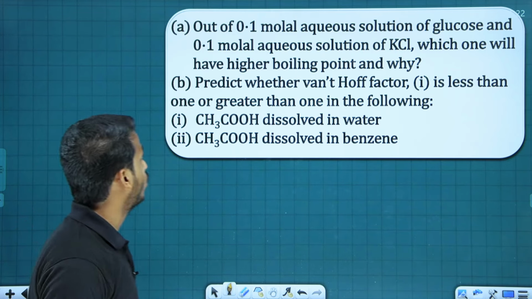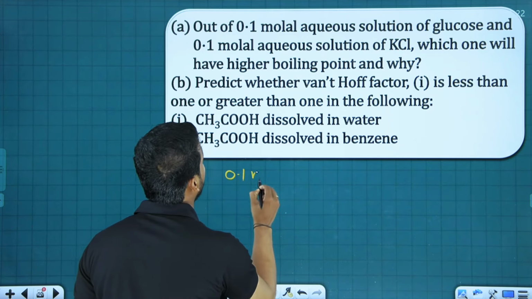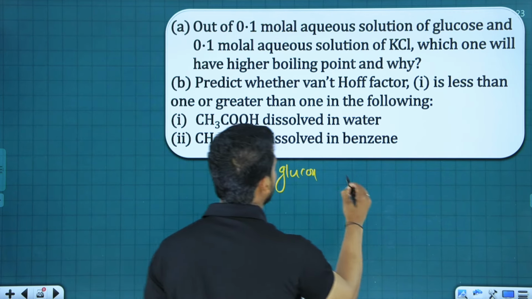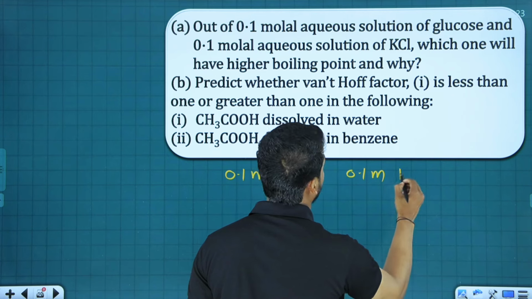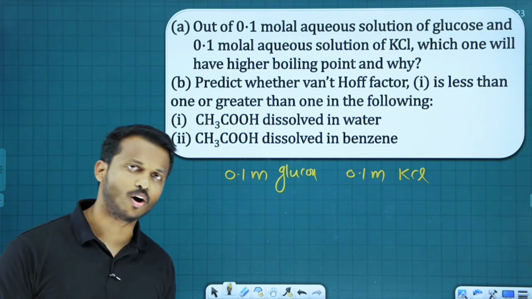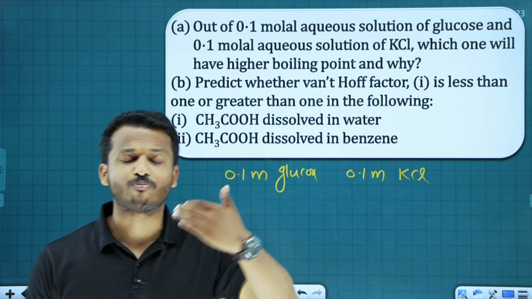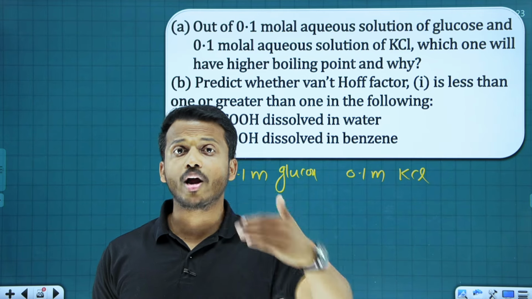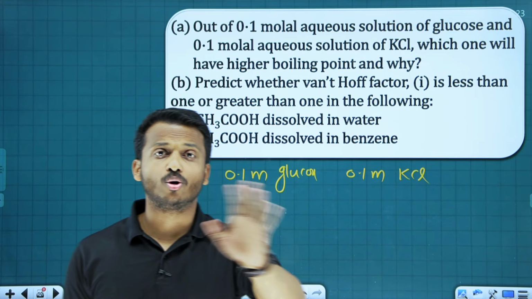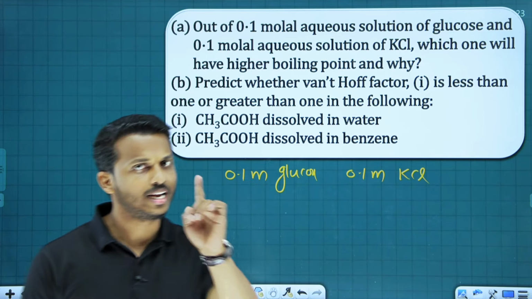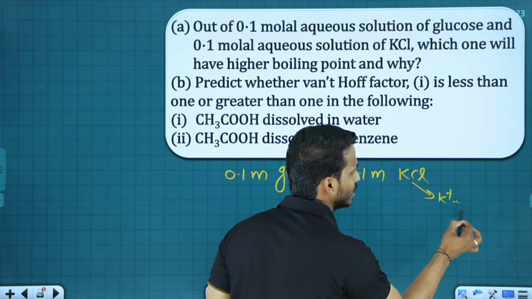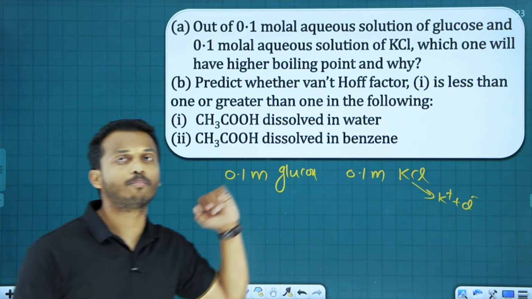Okay, next question. Out of 0.1 molar aqueous solution of glucose and 0.1 molar aqueous solution of KCl, which one will have higher boiling point and why? Very simple. As the number of particles increases, boiling point increases. Glucose is a non-electrolyte. It does not undergo dissociation; it exists as one particle. But KCl, when split, gives K+ and Cl−. So this gives more number of ions.